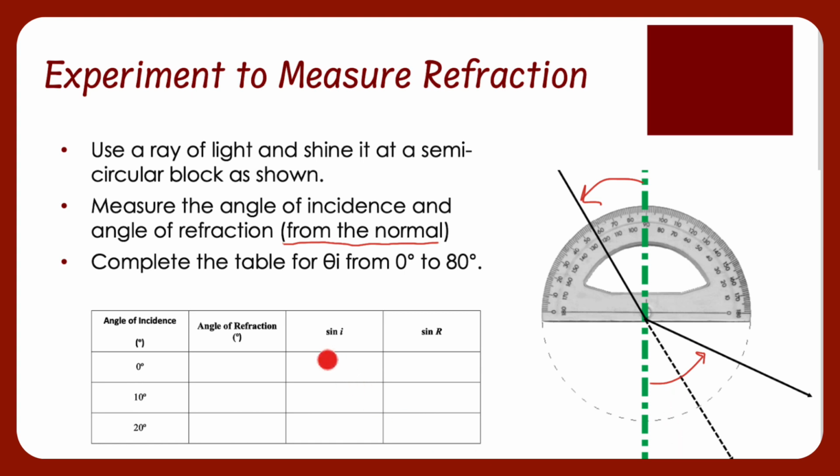And then I'm going to calculate sine I. So for the first part, sine 0, well, that is just 0. And for sine 10, making sure my calculator is in degrees, that's going to give me 0.174.